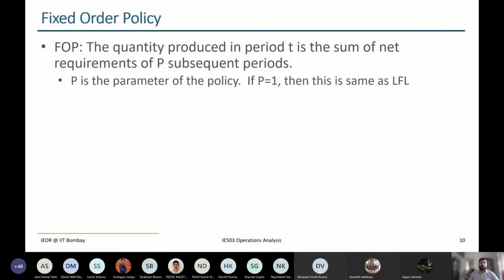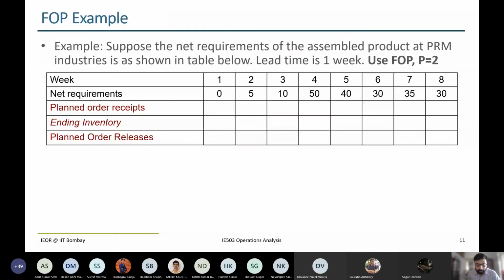At home, probably most of you are at home, so probably you get freshly cooked meals every single time. But if not, then it is like a fixed order policy. Yeah. Let's better understand it with an example. See, most of these MRP concepts are easier to understand with examples than with definitions.